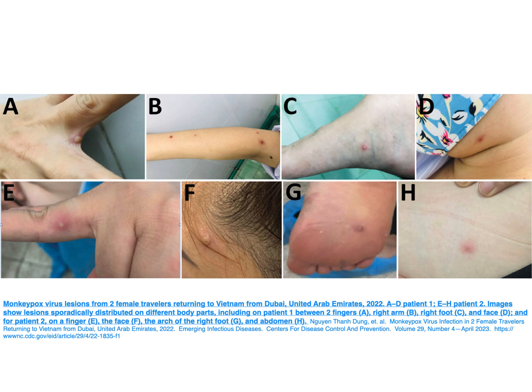Monkeypox virus lesions from 2 female travelers returning to Vietnam from Dubai, United Arab Emirates, 2022. A through D, patient 1; E through H, patient 2. Images show lesions sporadically distributed on different body parts, including on patient 1 between 2 fingers (A), right arm (B), right foot (C), and face (D), and for patient 2 on a finger (E), the face (F), the arch of the right foot (G), and abdomen (H).